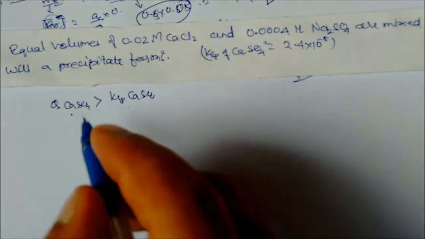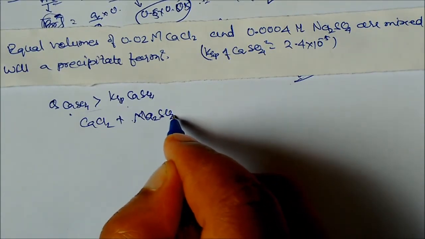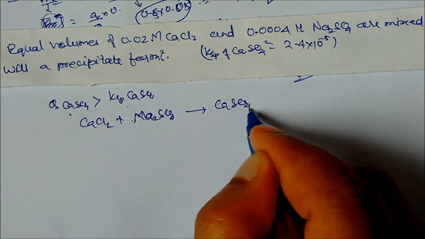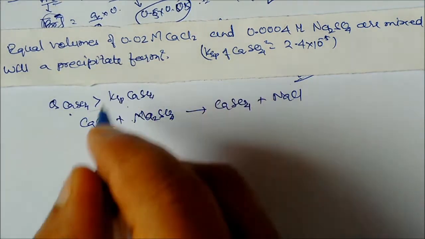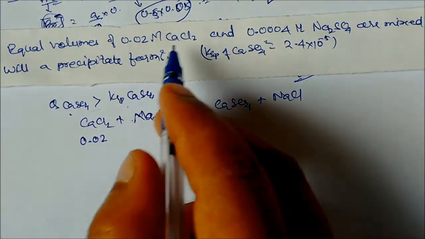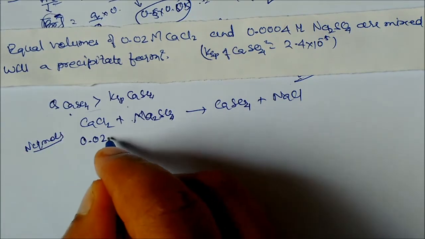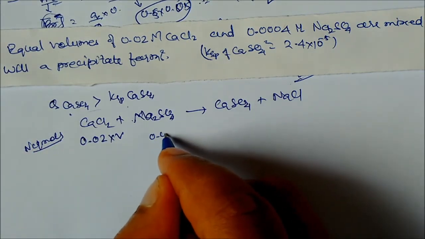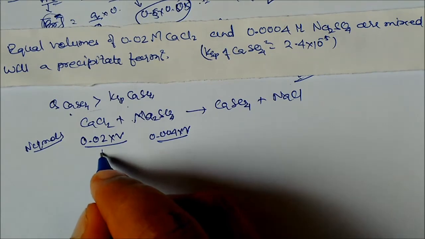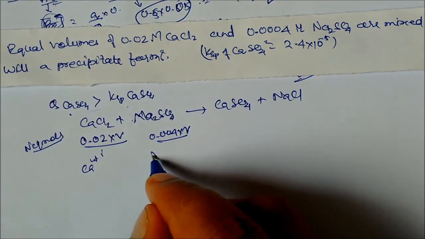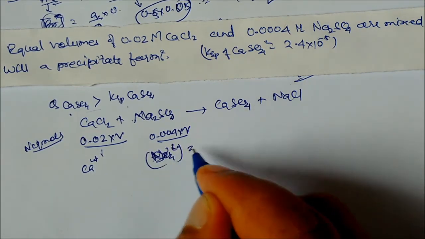We can say both volumes are equal. So we can write CaCl2 plus sodium sulfate, they will react with each other and give calcium sulfate plus sodium chloride. Is there a chance of precipitate? Here we have 0.02 moles, and the volumes are equal. The number of moles will be molarity into volume, so 0.02 into V for calcium, and 0.004 into V for sulfate.